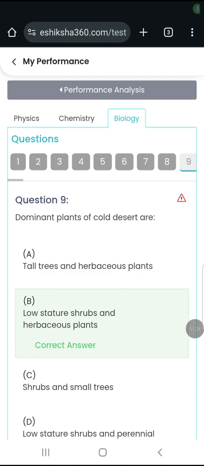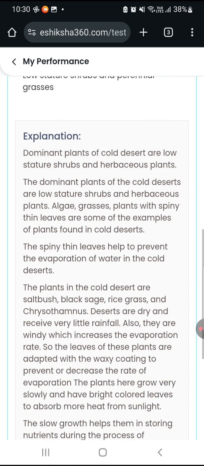Question number 9. Dominant plants of cold desert are: answer, low stature shrubs and herbaceous plants. Explanation: dominant plants of cold desert are low stature shrubs and herbaceous plants. The dominant plants of the cold deserts are low stature shrubs and herbaceous plants.